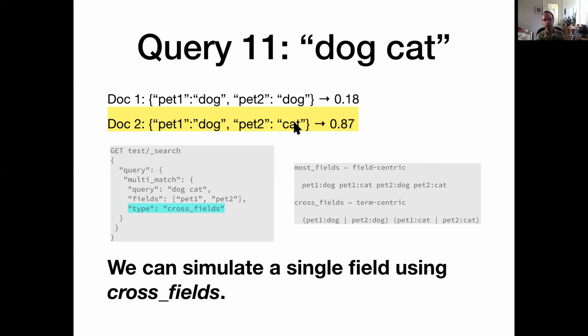And once we do that, we get a preference for the document that matches more of the query terms as opposed to having 2 matches for only one of the query terms.